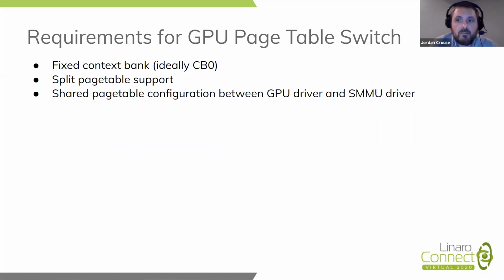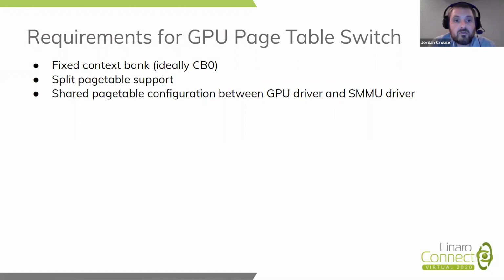So there are a few requirements from the GPU side, or at least from the kernel side, to be able to do this. As I mentioned, we kind of need a fixed context bank. Ideally, it's context bank 0. Like I said, there is support for switching it, but that's not available on all targets. So really, if we can get context bank 0 for the GPU instance, then that is the best policy.